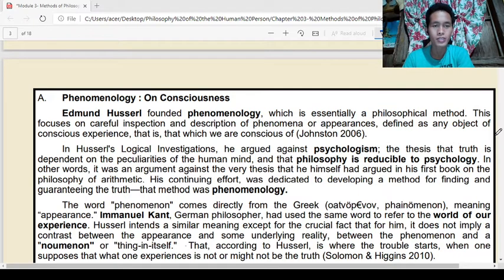In other words, it was an argument against the very thesis that he himself had argued in his first book on the philosophy of arithmetic. His continuing effort was dedicated to developing a method for finding and guaranteeing the truth, and that method was phenomenology, diba? Which is against or not amenable with psychologism.